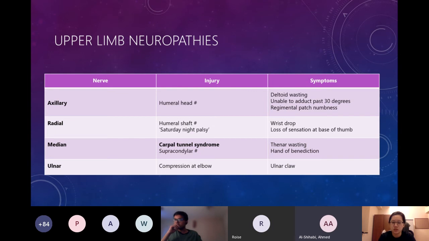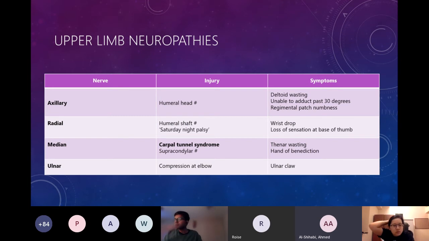One being sensory, one being motor. Perfect. So regimental patch and wasting of deltoid. Very nice. So the regimental patch, which is your area here, is supplied by the axillary nerve. Loss of sensation there points to axillary nerve palsy, and wasting of the deltoid, which will take a while. So usually the thing that will come across sooner is weakness of the deltoid muscle.